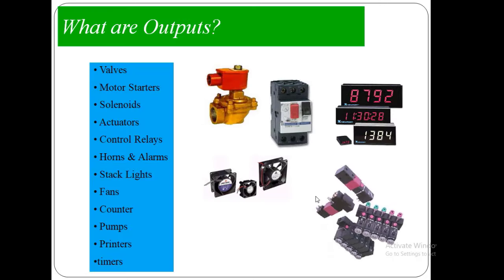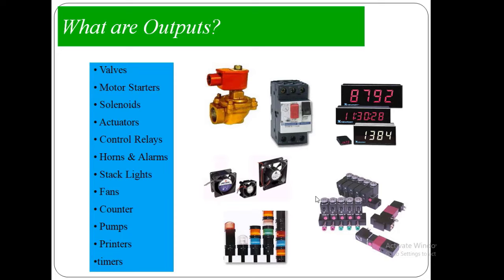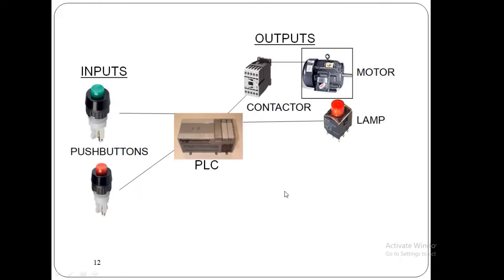The output side of the PLC consists of valves, motor starters, solenoid valves, actuators, control relays, horns, alarms, stack lights, fans, counters, pumps, sprinklers, timers. These all things can be attached to the output of the PLC. These are the lights. This is a control valve. This is a contactor, I think. Contactor. And these are the fans. And these are the LEDs, different kinds of LEDs that you can attach to the output side of the PLC. Once again, inputs like push buttons are connected to the input side of the PLC. Outputs, motors, contactors, pumps are connected to the output side of the PLC.